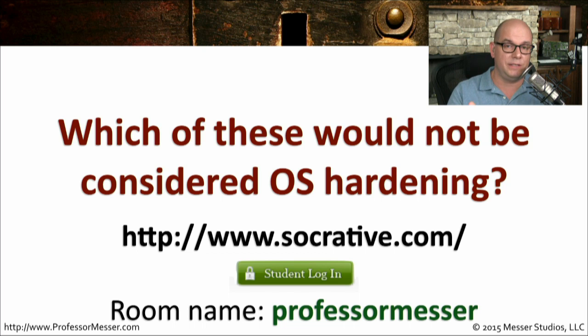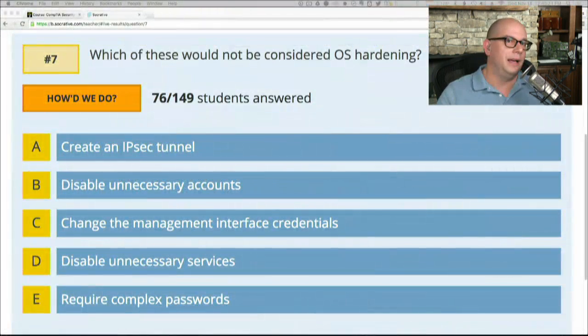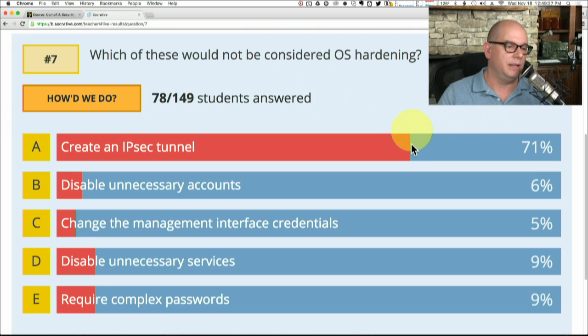This is a section of the Security Plus exam that talks about how to apply or prevent some of these problems you might run into. So you not only have to know these things, but you also have to know how to prevent them. We've already had one question about that. Let's step through and see how we did. Which of these would not be considered OS hardening? 71%, a clear leader, said create an IPsec tunnel. 9% tied for second: disable unnecessary services and require complex passwords. And tied for third with 6%: disable unnecessary accounts and change the management interface credentials.